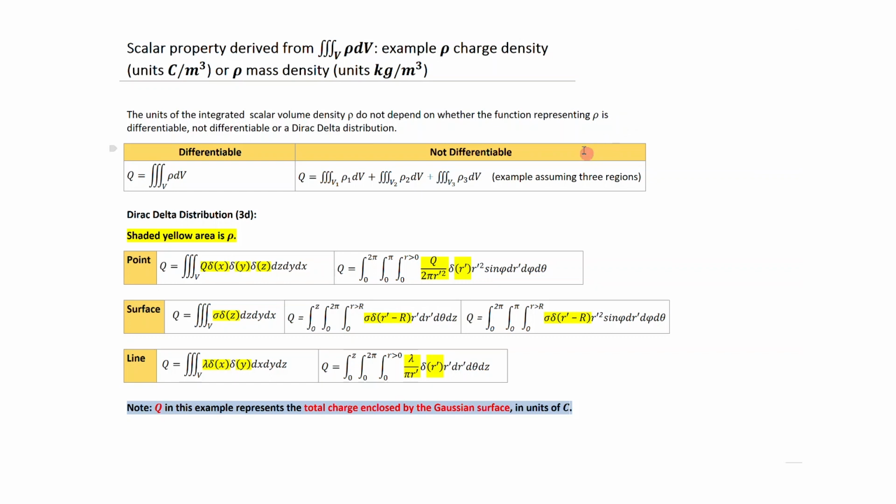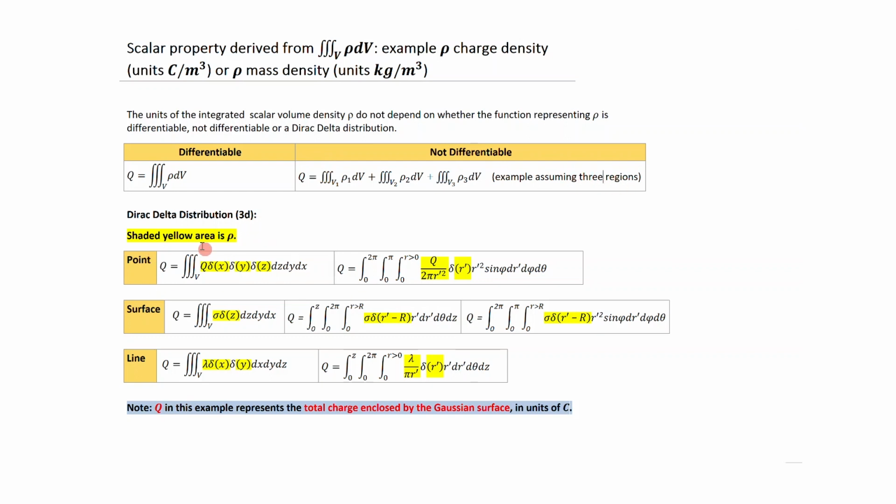So let's look at a couple of examples. So Q, which would be the total charge enclosed, would be the integral of rho dV. A differentiable case, a non-differentiable case would be where we have to break it up into separate regions. So in this region it's differentiable, this region is differentiable, and this region is differentiable. Total charge enclosed would be just the sum of the three contributions if we're talking about three different regions.